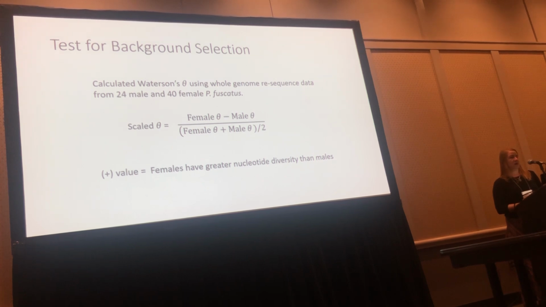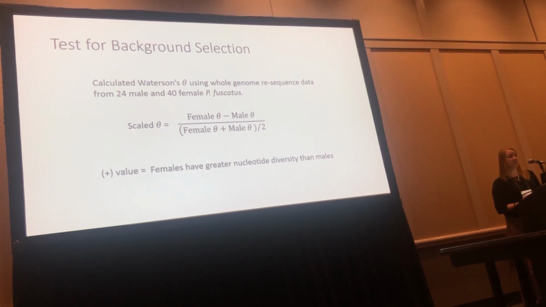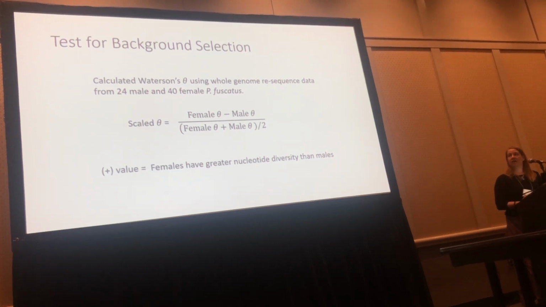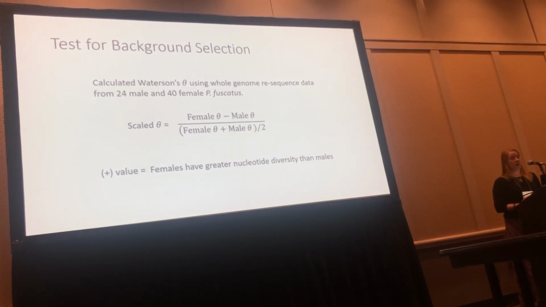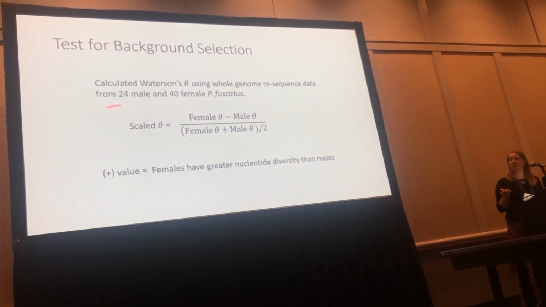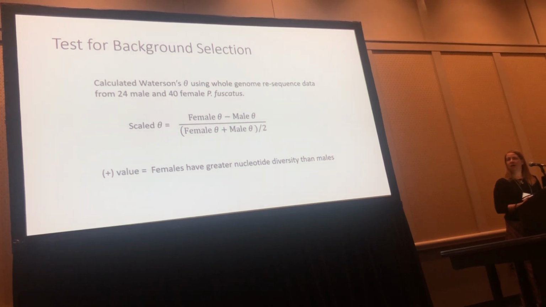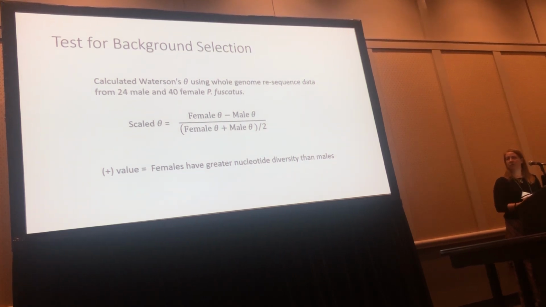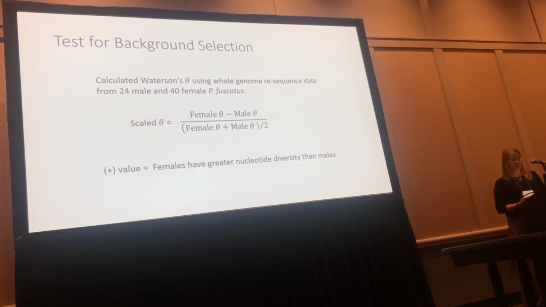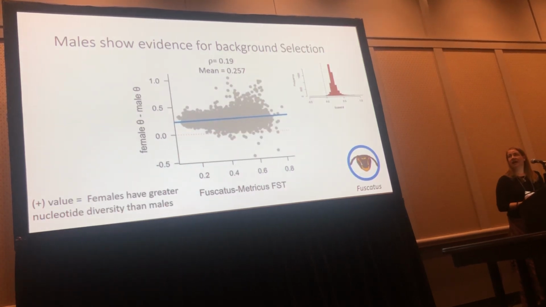So using this female Fiscatus data, we combined it with additional whole genome sequencing from 24 males, and then calculated a measure of genetic diversity. In this case, this is Watterson's theta for both males and females. And due to the difference in sample size, I just scaled this so we can compare between them. And our expectation based on the predictions is that females should have greater nucleotide diversity than males, and this will be evidenced by a positive value of this trait. And this is actually exactly what we see.